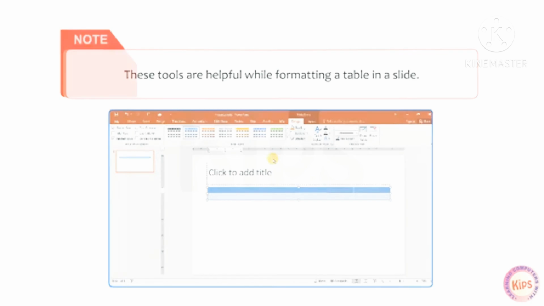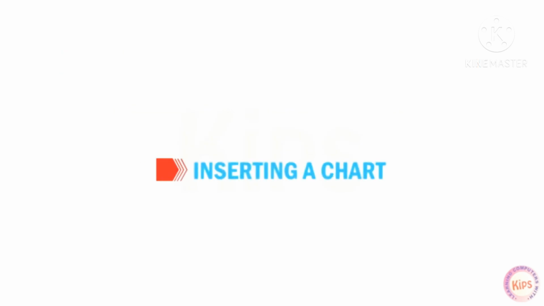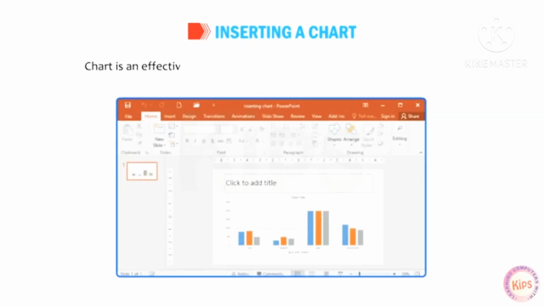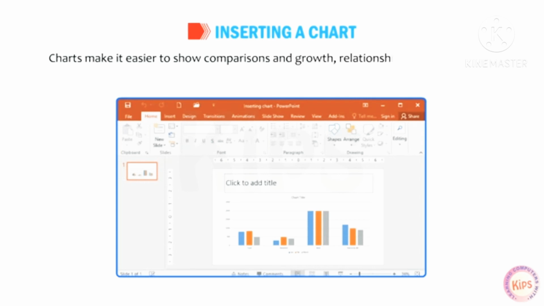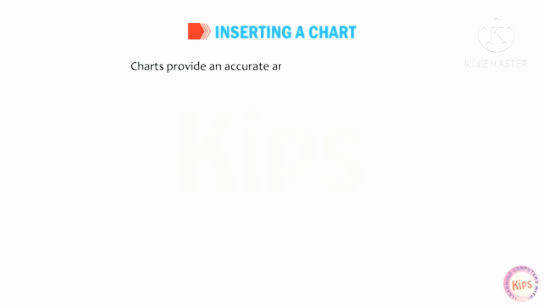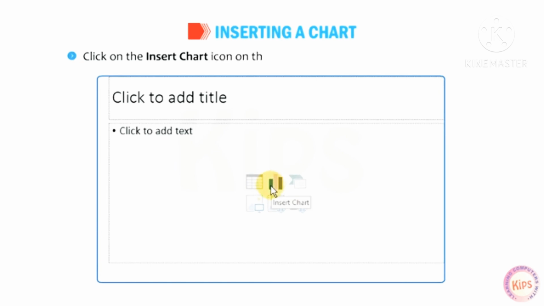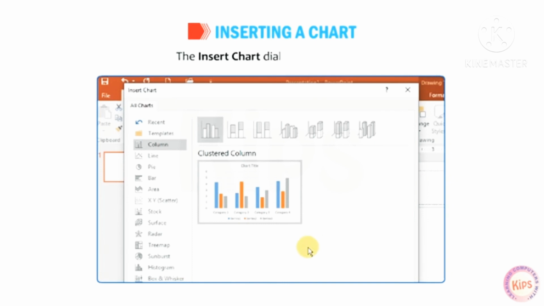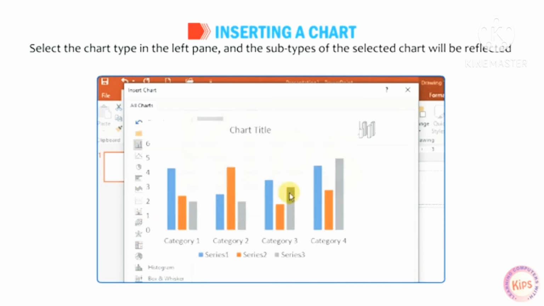Okay, let us find out how to insert charts now. A chart is an effective way to display data in a graphical and pictorial form. Charts make it easier to show comparisons and growth, relationship among the values and trends in data. Charts provide an accurate analysis of the information. Click on the Insert Chart icon on the slide from the title and content layout. The Insert Chart dialog box appears. Select the chart type in the left pane and the subtypes of the selected chart will be reflected on the right pane.